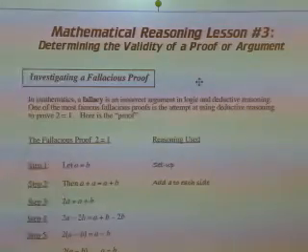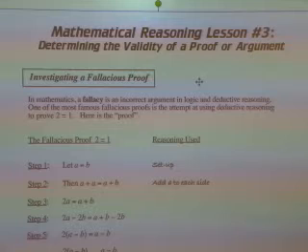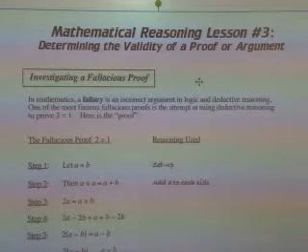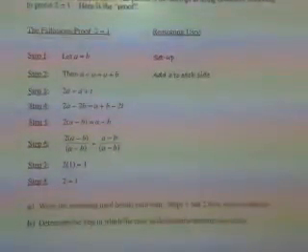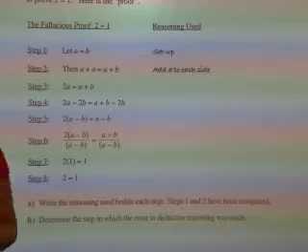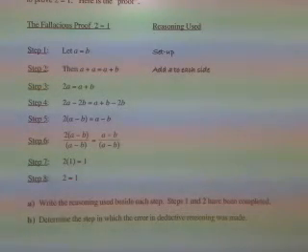In mathematics, a fallacy is an incorrect argument in logic or deductive reasoning. One of the most famous fallacies, or fallacious proofs, is the attempt to use deductive reasoning to prove that 1 equals 2, or 2 equals 1. So this is the proof. Let A equal B. That's my setup.